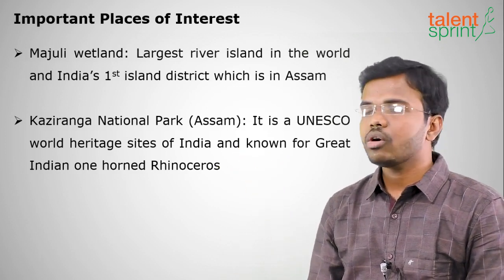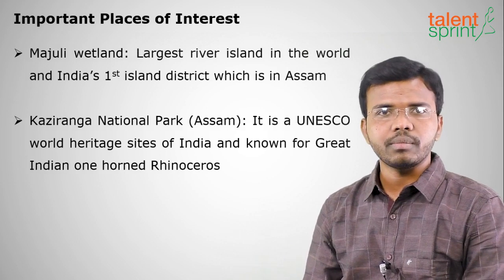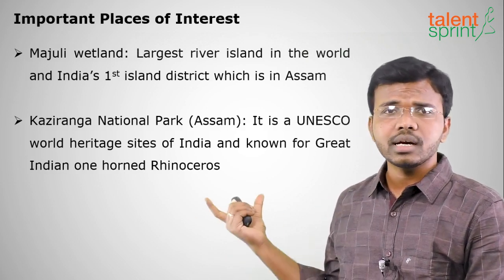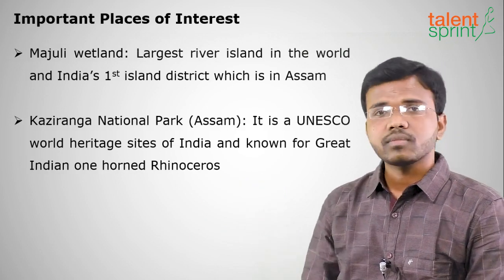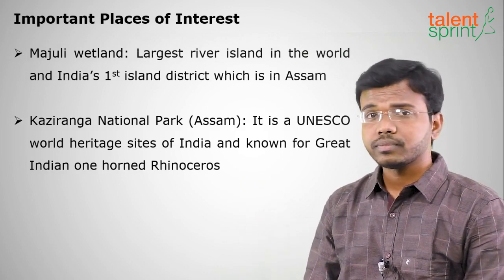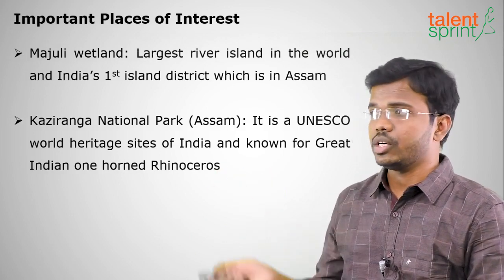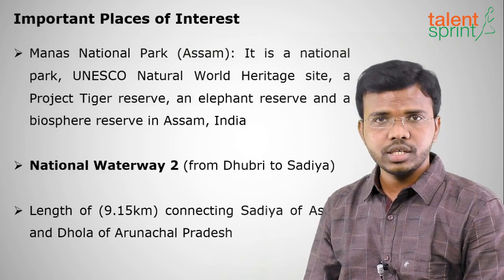Okay, and moving on to Kaziranga National Park, it is on the Brahmaputra River. Kaziranga National Park is very famous for the great one-horned rhinoceros. Right, it is also a national park and UNESCO World Heritage Site. Moving on to Manas National Park.